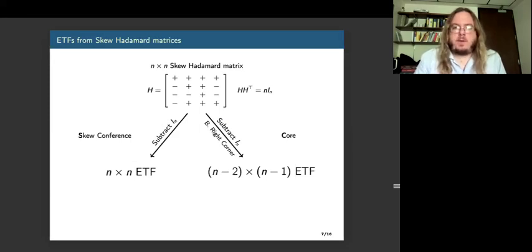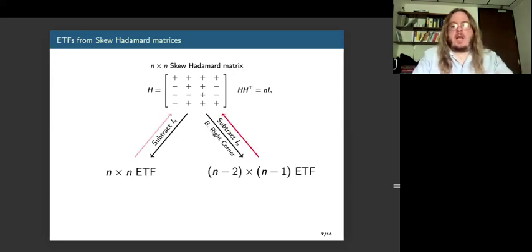Now, as you probably just saw, I pressed that button a little too fast and gave you a little preview. But the main result of this talk is that the arrows go in the other direction. So when I have an n by n ETF, I can get an n by n Skew Hadamard matrix. And actually, that's not too bad. That's why it's this pale red arrow. We can see this pretty quickly. Now, on the other side, when I have an n-2 by n-1 ETF, I can also get an n by n Skew Hadamard matrix, but this is more difficult, and it's going to make up the meat of the rest of the talk.